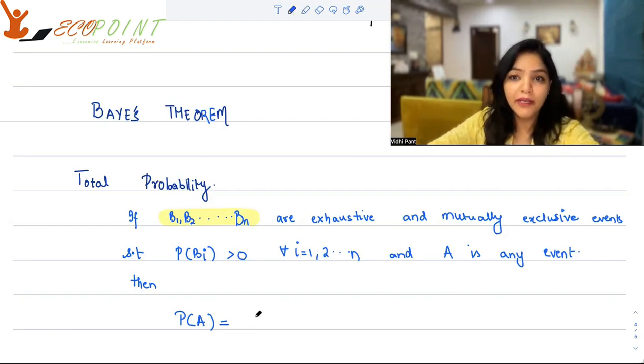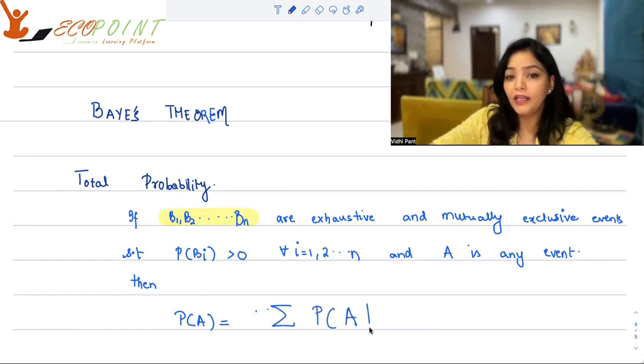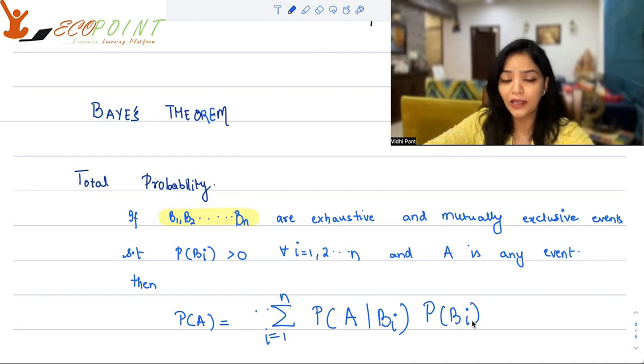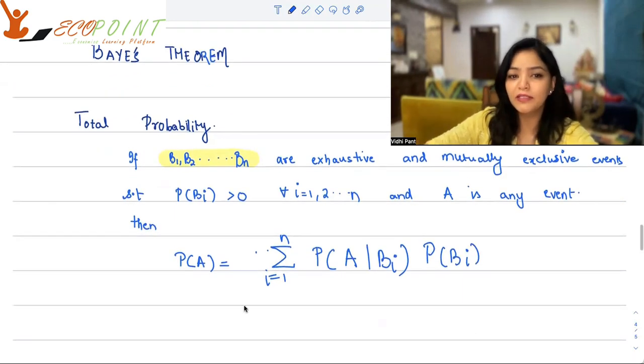Then the probability of occurrence of A would be dependent on the probability of the Bi's. So therefore, the probability of A will be the sum of probability of A conditional to Bi, so conditional to each Bi basically, okay? i goes from 1 to n, into probability of Bi, because there's a probability attached to the occurrence of Bi. So what we are trying to say here is it will be something of this sort.